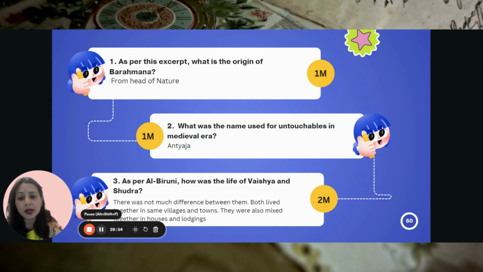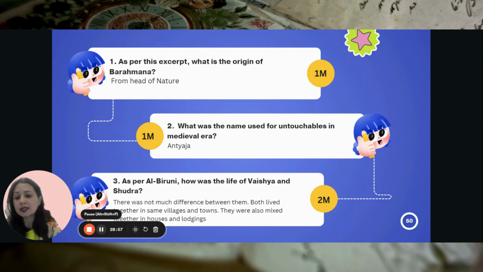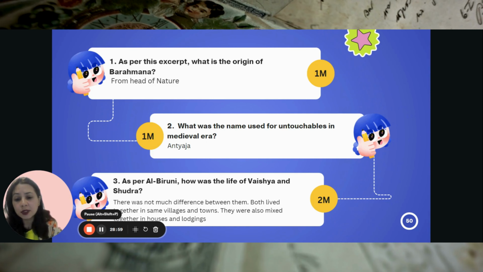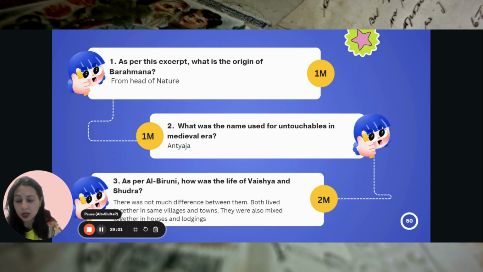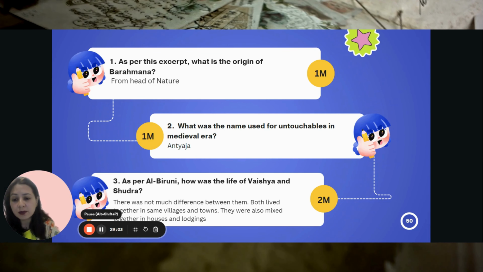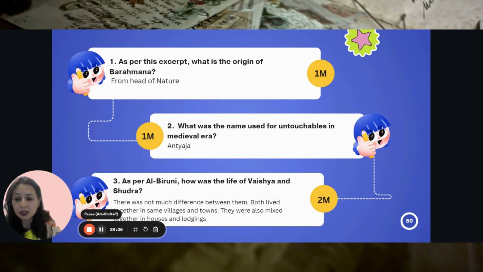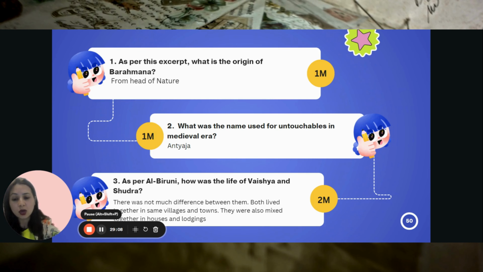What was the name used for untouchables in the medieval era? They were known as Antaja. As per Al Biruni, how was the life of Vaishya and Shudra? So it's written that there was not much difference between them. Both lived together in the same village. They were also mixed together in houses and lodgings.